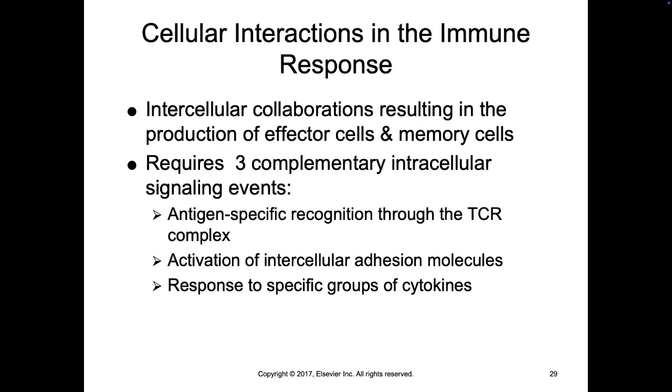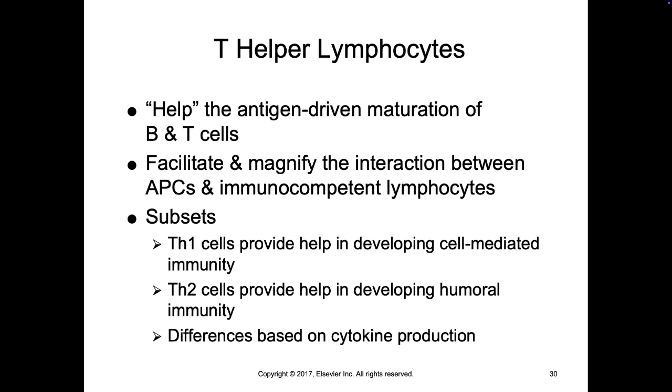Intercellular collaborations resulting in production of effector and memory cells are critical in the immune response. It requires three complementary intracellular signaling events: antigen-specific recognition through T cell receptor complexes, activation of intercellular adhesion molecules, and response to cytokines.